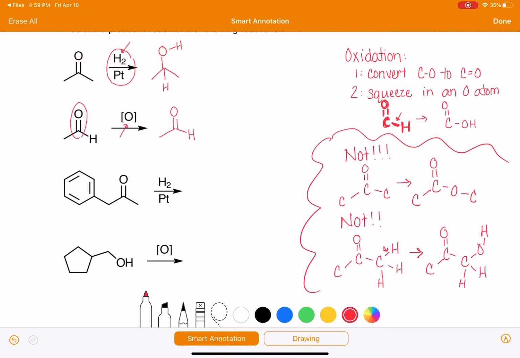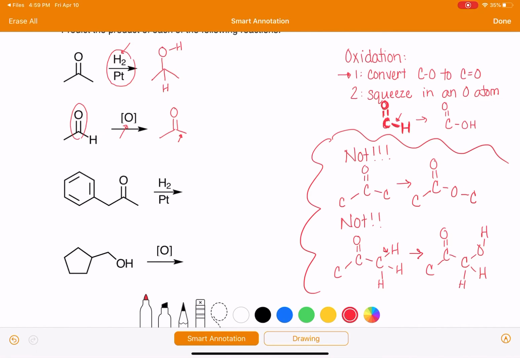Okay, so back to this molecule. Since we already have the carbon-oxygen double bond and we don't need to do that step, the next thing that it wants to do is find one of those special carbon-hydrogen bonds that it can squeeze an oxygen into. And this molecule happens to have one, so there we go. There's our product. Let's try the next reaction.